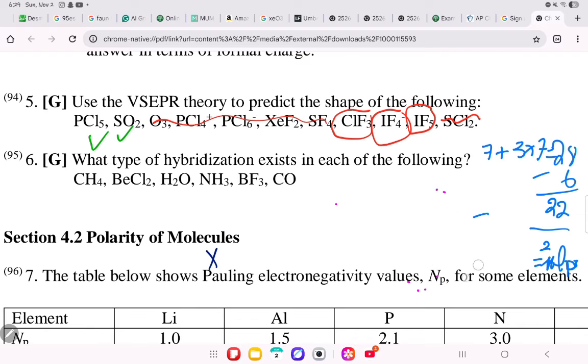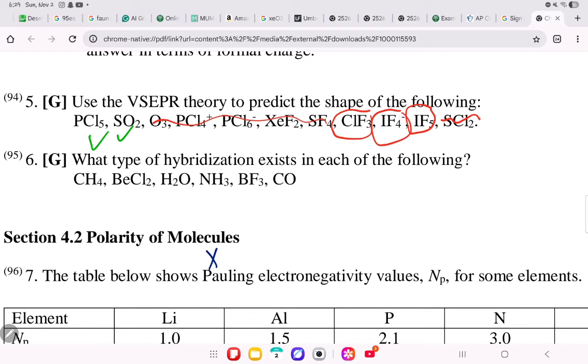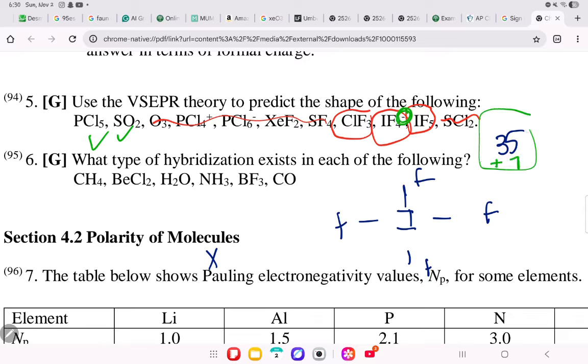I will do IF4 minus. IF4 minus is very simple, let us see. We start with I in the center, and then we have 4 F surrounding it. Now I is group 7, F is also group 7, so it's 5 times 7, 35, minus 8, if I'm not mistaken. How much is 35 minus 8? 27. Oh, I forgot something important. Look what they said. They said I have 4 minus. So what do we need to add? We need to add 1 electron. So that's going to be 36 minus 8. That makes much more sense now. 36 minus 8 is 28, divided by 2.